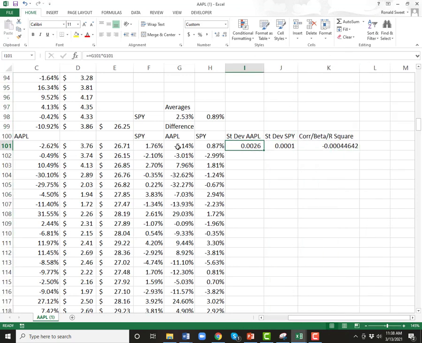So the first difference for Apple was 514 negative. You square that, you get 0.0026. For the S&P, you had a number of 0.0087. You square that, you get a really small number. And then when you multiply the differences, you get a really small number as well. All of these ratios are very sensitive to outliers. So we're going to copy all of these down.